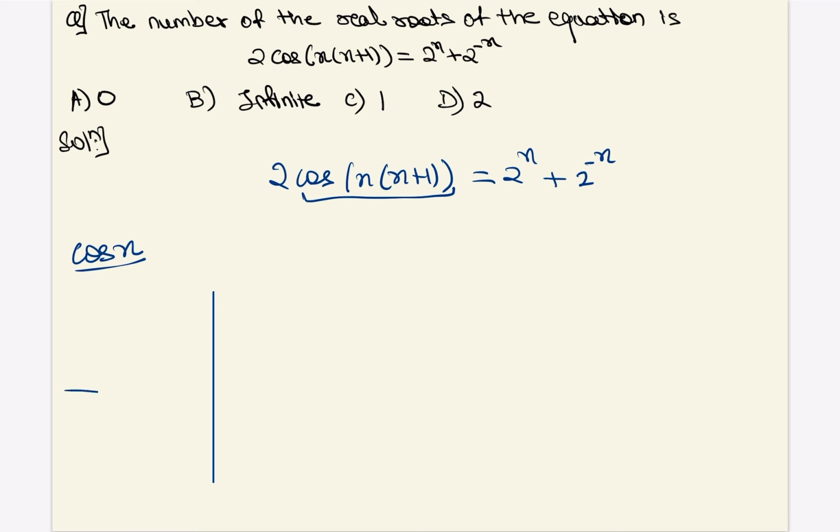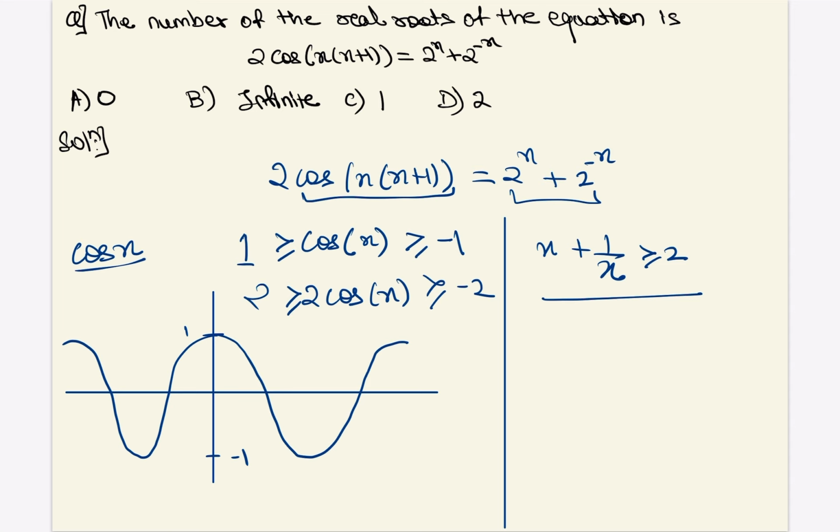For this function, now we have a basic understanding that x plus 1 by x, in which x is 2 raised to x, is always greater than or equal to 2. That is the minimum value that it can get. This is applicable to 2 raised to x plus 2 raised to minus x as well. Now, if you don't remember how to arrive at this, I'll show you.